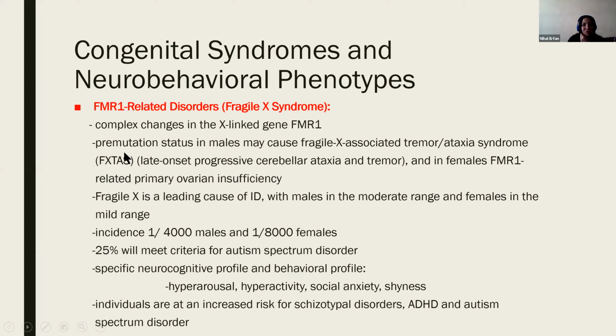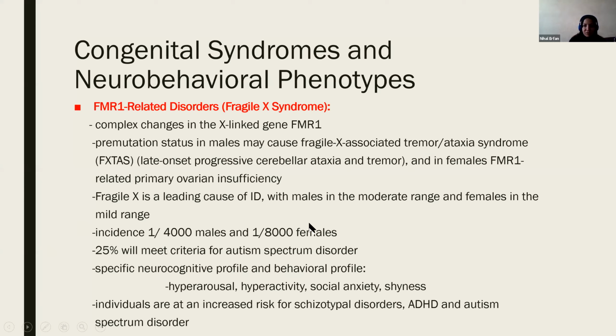It's kind of like a pre-mutation status. It causes this Fragile X-associated tremor ataxia syndrome, okay? It's the leading cause of inherited intellectual disability with males in the moderate range and females in the mild range. When we have kids come in with autism spectrum, okay, we have to screen them for Fragile X. So it's one of the sort of screening tests because 25% of these kids will meet criteria.